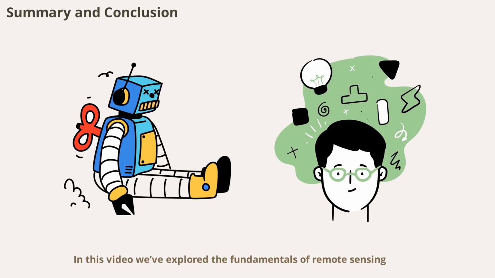In this video, we've explored the fundamentals of remote sensing, from the science behind electromagnetic radiation to the practical applications that impact our daily lives. We've seen how satellites and sensors collect, process, and deliver valuable data for environmental monitoring, disaster response, agriculture, and more. As remote sensing technology continues to advance, its importance in understanding and managing our planet will only grow.